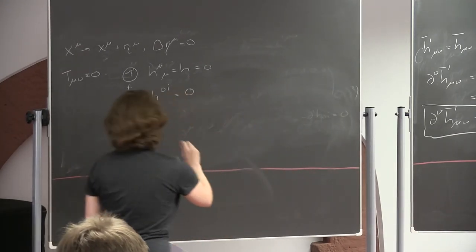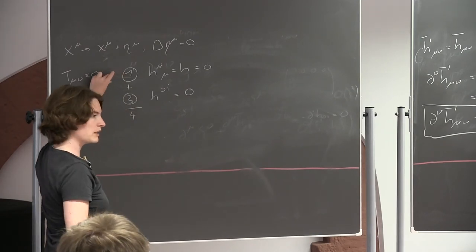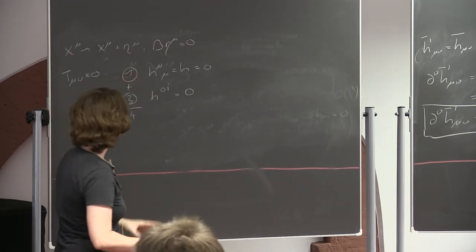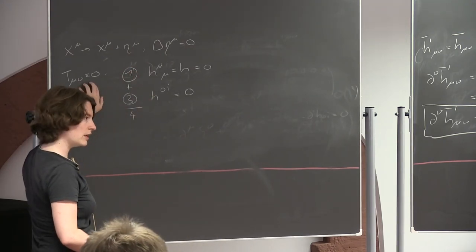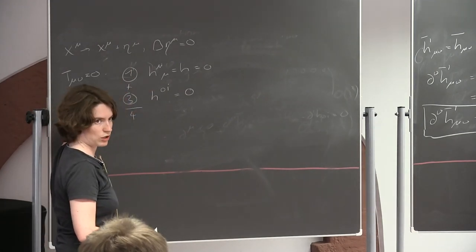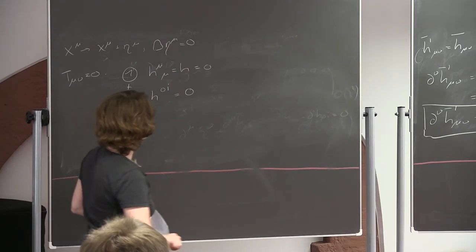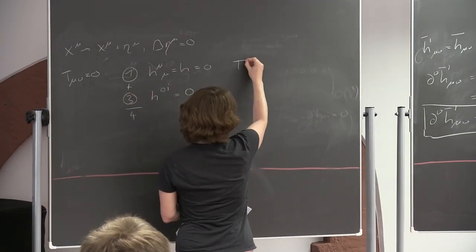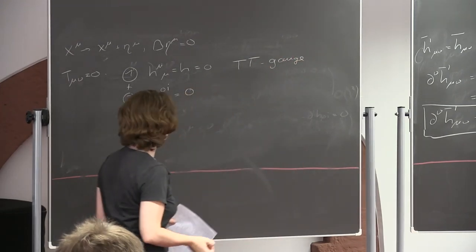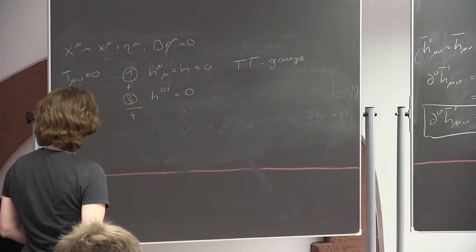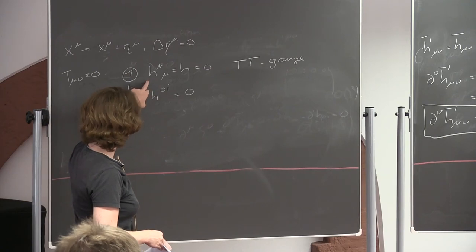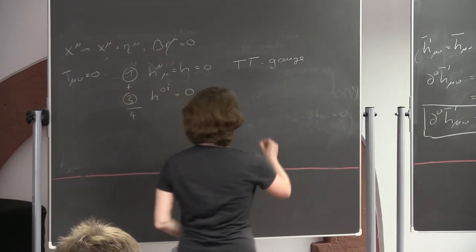But okay, to get back on track, this is an explicit way of fixing the 4 residual degrees of freedom. It's possible only outside the source. Inside the source, you also have to fix these 4 degrees of freedom, but you have to do it in a slightly more complicated way. And this goes under the name of transverse traceless gauge, abbreviated as TT gauge. The traceless part is clear. This is this. And the transverse part is the thing that I was just struggling with.